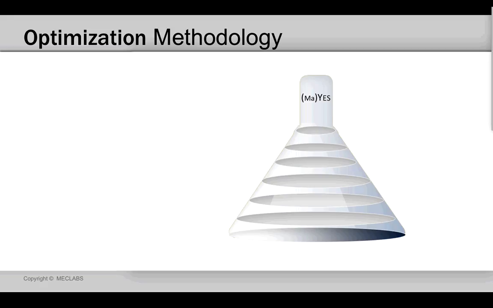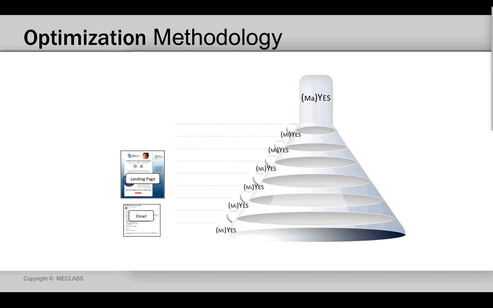Well, in order to get to that macro yes, there's a series of micro yeses that take place along the journey. So, for example, if we send an email out, people first have to do what? They have to open the email, then they have to perhaps read the email, then they have to click on the email, and if they click on the email, it takes them to a landing page.